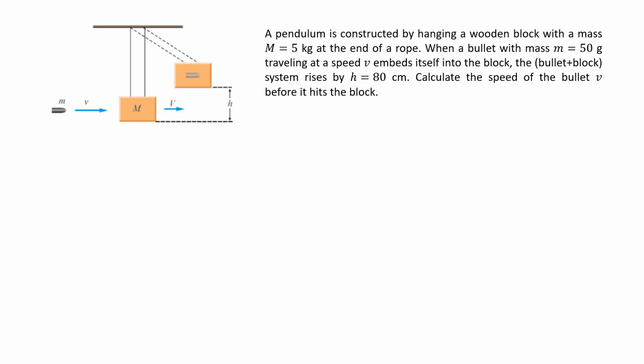Okay, so we are given a block that's hanging on a rope. We fire a bullet which is traveling with a velocity v, and while the block is stationary, it hits the block, and together they start traveling with a speed of capital V and rise to a height of h, which is 80 centimeters. So we have to essentially deduce what was the original speed of the bullet.